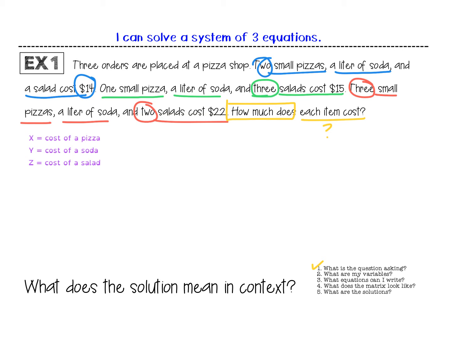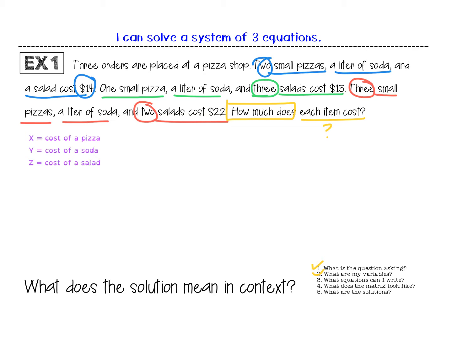Alright, so I always want to say what it is in context. I don't just want to write pizza, soda, salad, because there's 2 things going on here. I have the cost of it, and then I have the number of those items. So sometimes it will give you the cost of everything and ask you for how many. So we always want to say, what is it in terms of that question? So I'm going to say that X is the cost of a pizza, Y is the cost of a soda, and Z is the cost of a salad. So I'm always looking for, what are my variables?